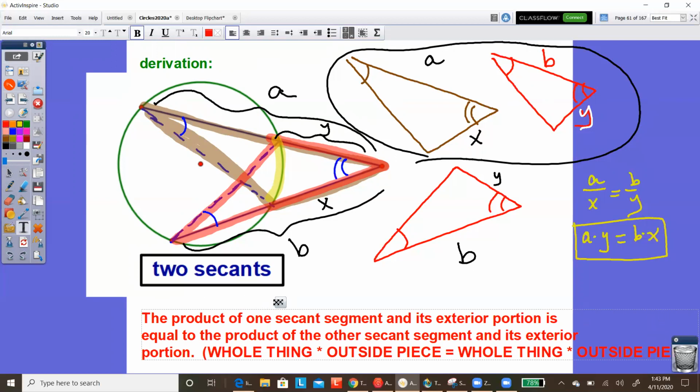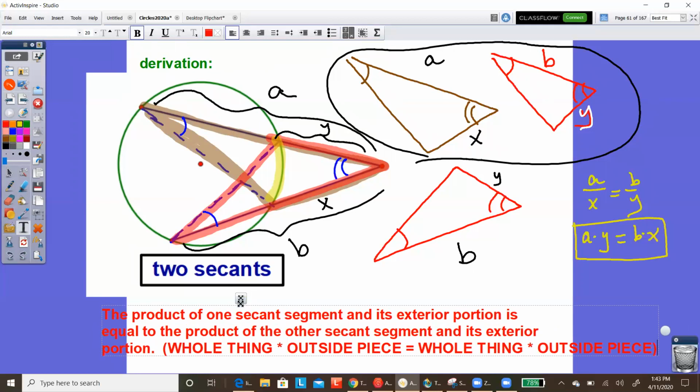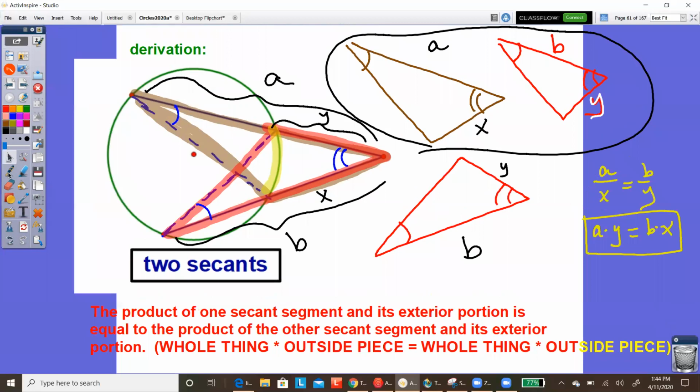I know it seems silly. If we were in class, I'd have you guys chant it like 4 times. But since we're not in class, I'm just going to say it 1 time. The whole thing times the outside piece equals the whole thing times the outside piece. Hopefully you chanted it along with me. Probably not, because I know you guys, but hey, wishful thinking.